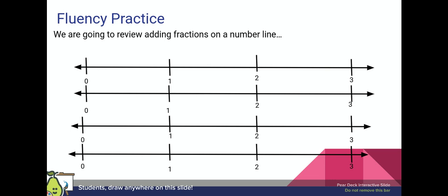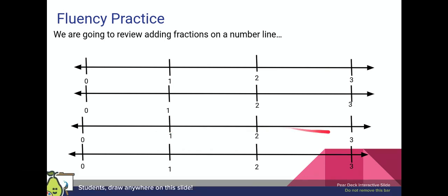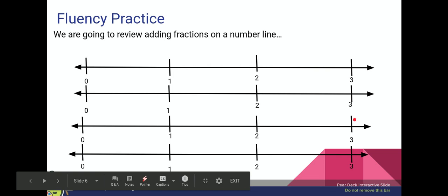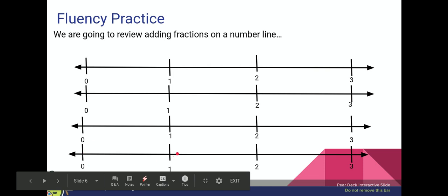Good job, my friends. 1/3 would be 1 interval over, 1 mark over from the 0. 3/3 is at the 1. 9/3 is at the 3. And 6/3 is at the 2. Very nice. Last one, I need you to divide this number line, each interval, 1 whole, 2 wholes, and 3 wholes, into fourths. Please do that now.